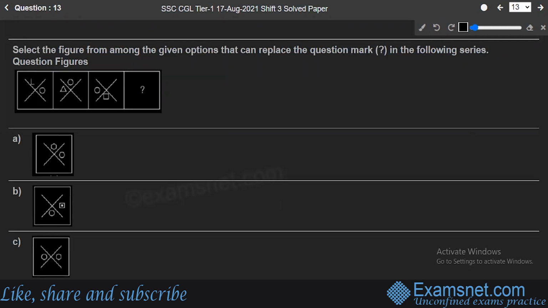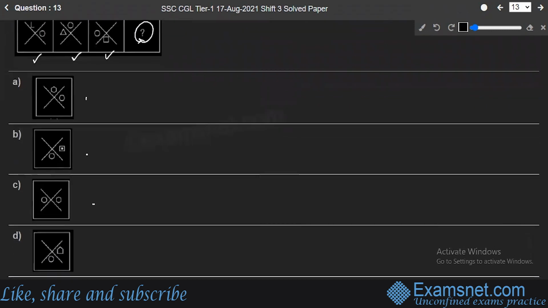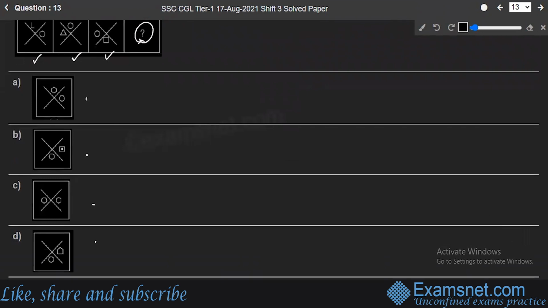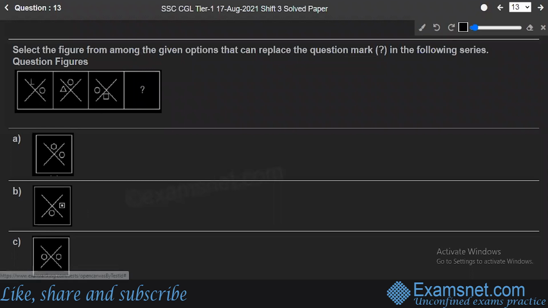Question number 13. Select the figure from among the given options that can replace the question mark in the following series. So these are the three figures. You have to find out what will come at the place of the question mark. A, B, C, and D are the four options which are given to you. Okay. Let's look at the three figures very carefully. So here you are having an X, a circle, and a shape L is there.